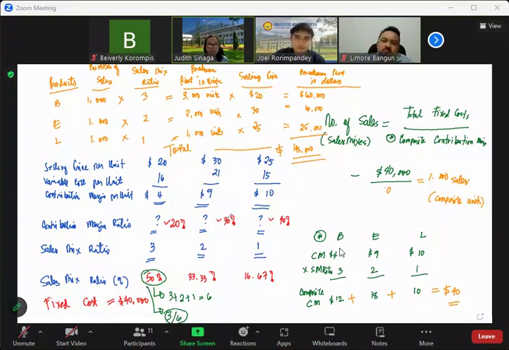Now, tadi kita ada computation di sini kan, yang tadi yang ini ratio, sales mix ratio sudah. You can combine also the percentage if you want, yeah, for that, and you will get the same total sales of 145,000.